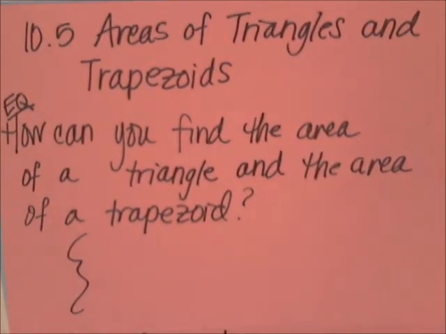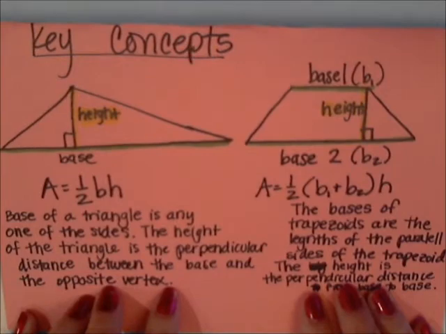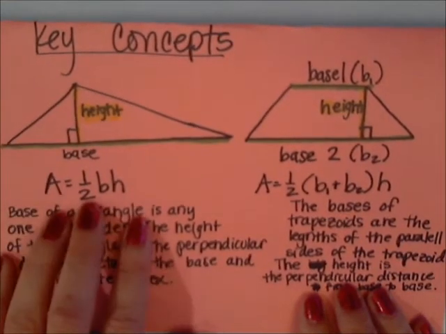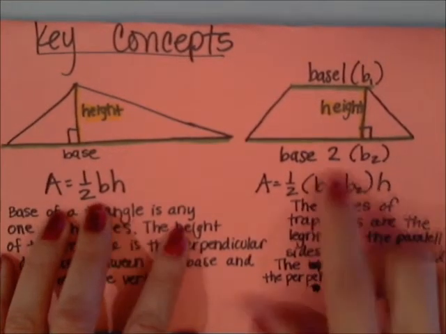We are going to find the areas of triangles and trapezoids. The essential question for you today is pretty direct: how can you find the area of a triangle and the area of a trapezoid? Well, let me tell you. You're going to notice some similarities between the formulas for triangles and trapezoids.